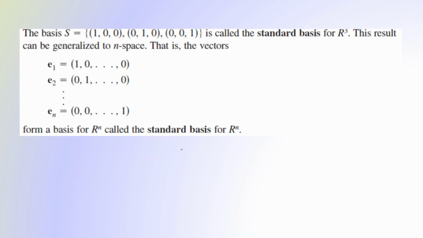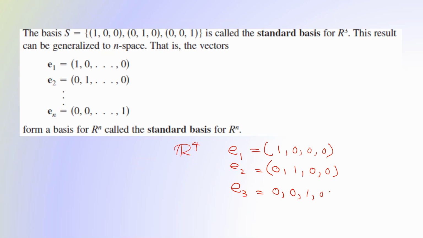For example, if you consider R4, it should have four components. E1 is (1, 0, 0, 0), E2 is (0, 1, 0, 0), E3 is (0, 0, 1, 0), and E4 is (0, 0, 0, 1). So this is the standard basis for R4.